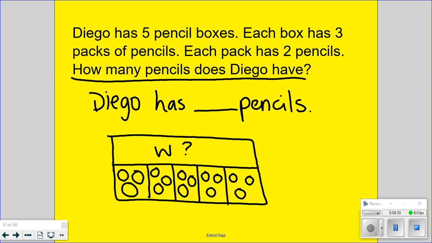No, you cannot write 3, because it's not just 3 packs. We now know what's going on inside of those packs. What's happening inside of those packs? Jalen? There's 2 pencils in each pack. So in each of those circles, now we need to write 2.